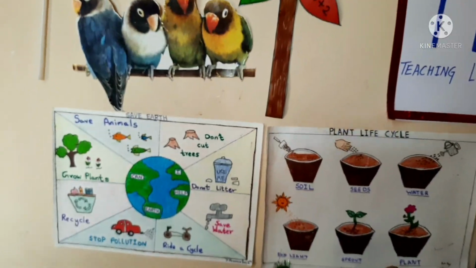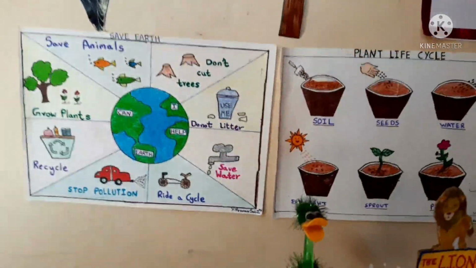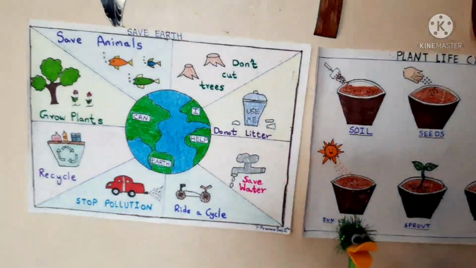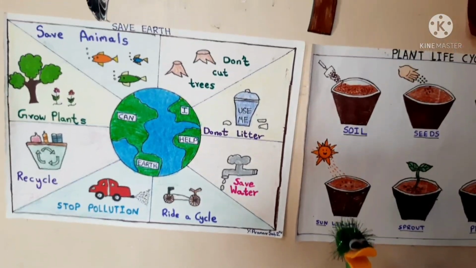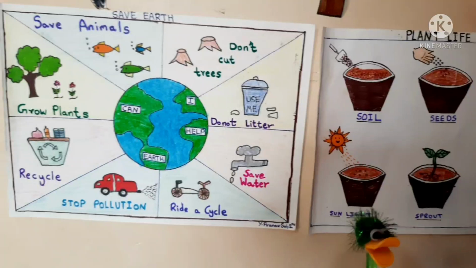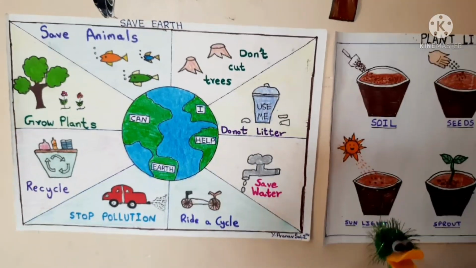This is save earth art. To save earth, we must save animals, do not cut trees, do not litter, save water, ride a cycle, stop pollution, recycle and grow plants.